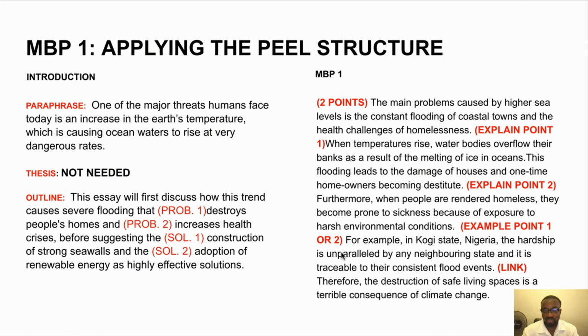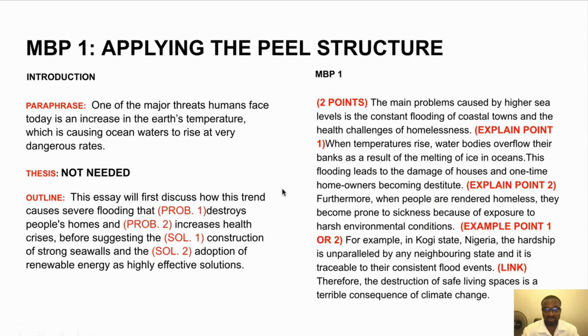Our main body paragraph one is going to talk about the two problems we listed in the outline statements. That is problem one and problem two. While our main body paragraph two will talk about solution one and solution two. And then the conclusion would be a conclusion of all that has been said and a paraphrase of the thesis statement. But in this case, there's no thesis statement. So the conclusion is simply going to be a restatement or a paraphrase of the problems and solutions that have been discussed in the essay.